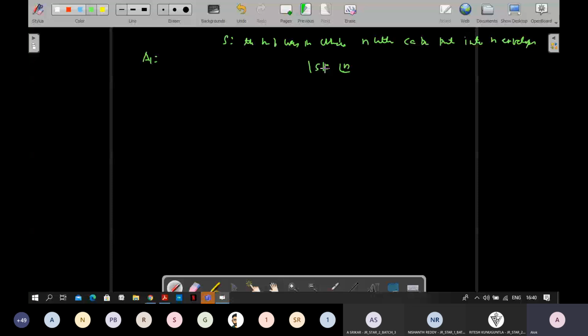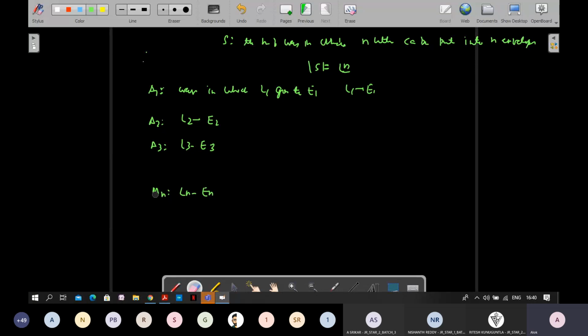Now we don't want something in this, so I will define set A1 as the set of ways, or number of ways, in which L1 goes to E1. I don't want it, but L1 goes to E1. A2 means letter 2 goes to E2. Similarly, A3, letter 3 goes to E3. And last is AN, that is letter N goes to EN.